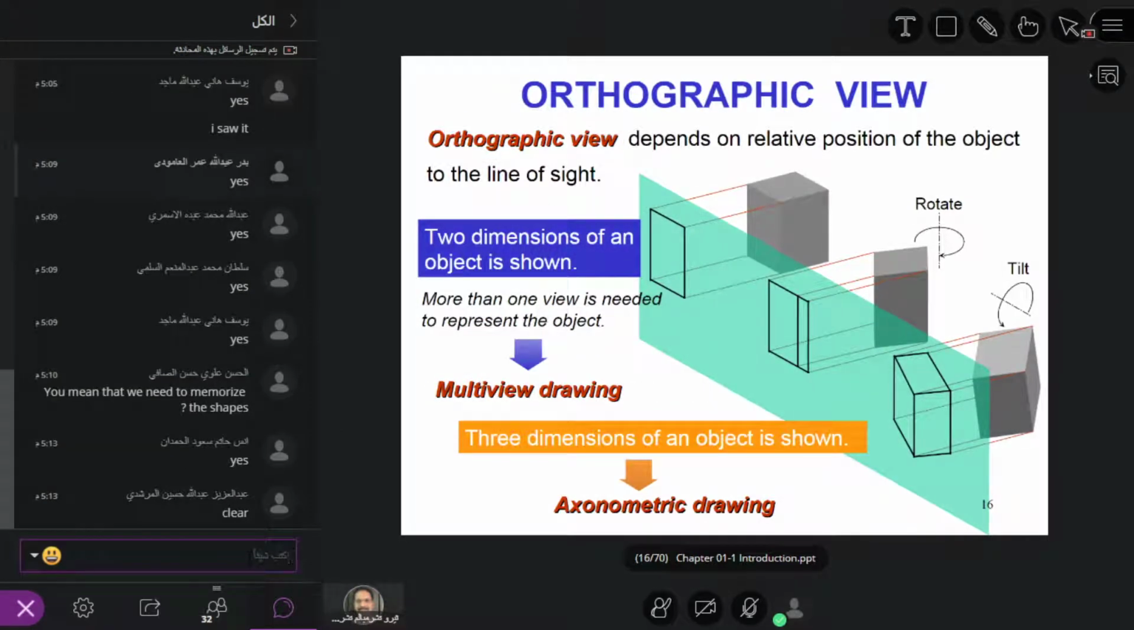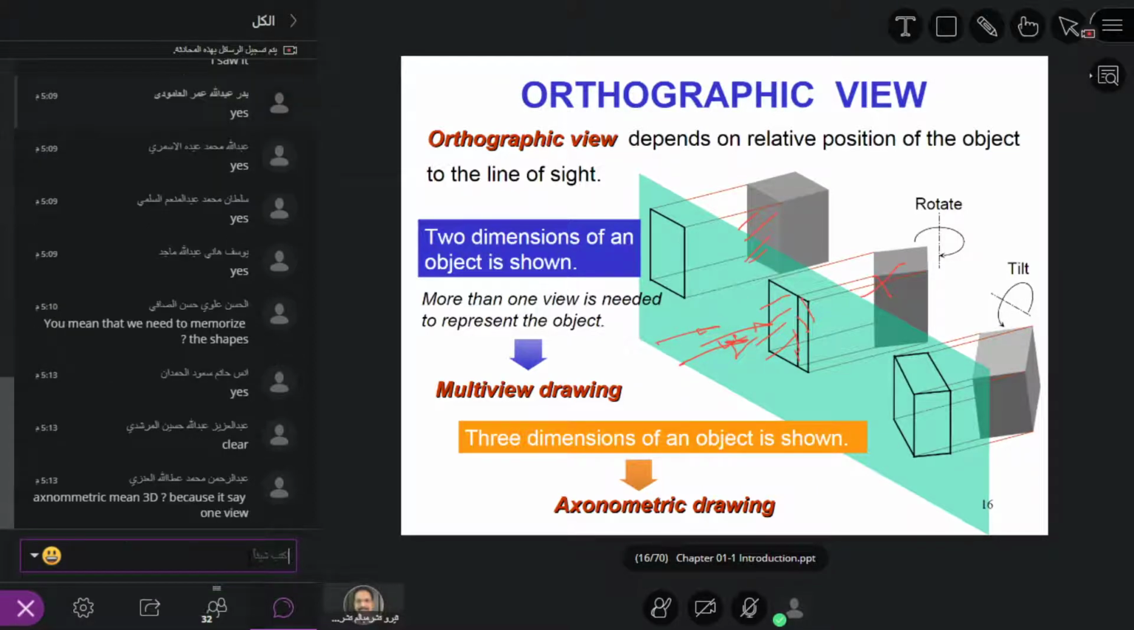You see, although this is a rectangular surface, when you see it with the rotation, you could see two surfaces. It's not the object's fault. It's your eyes, the eyesight. So it depends on your eyesight. You could see three edges or two edges. Axonometric means 3D. Yeah, it's a 3D view. Multi-view means only 2D, but axonometric means three-dimensional view. Okay, good.